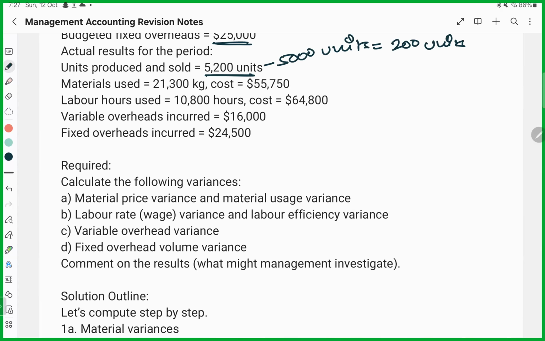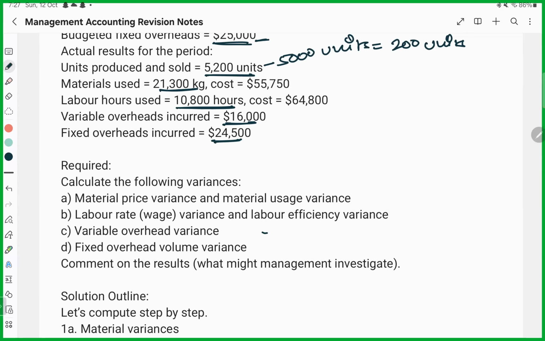The material that we used was 21,300 kgs. We have used labor for 10,800 hours. We have actually incurred a variable overhead of 16,000. And we have actually incurred a fixed overhead of, say, 24,500, where we were planning that we will be incurring a fixed overhead budget of 25,000. We ended up incurring less, that is 24,500.